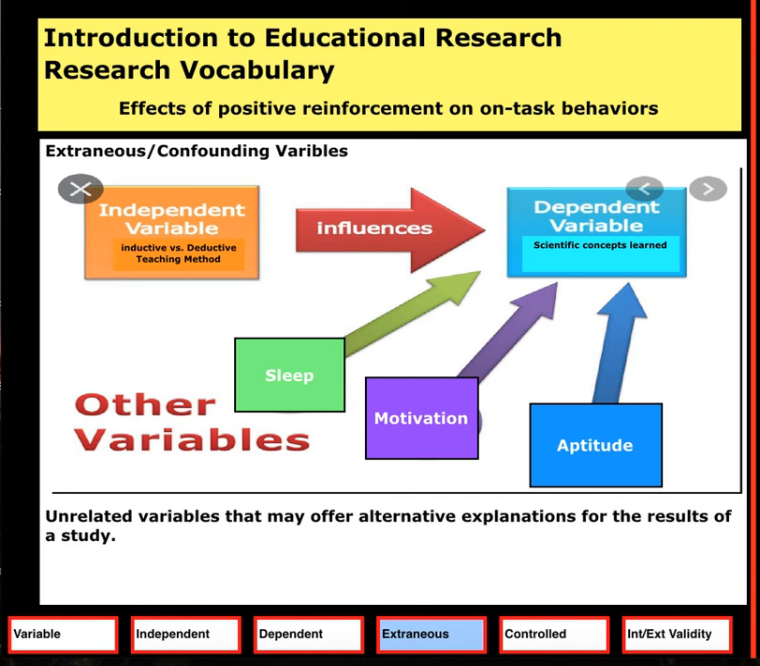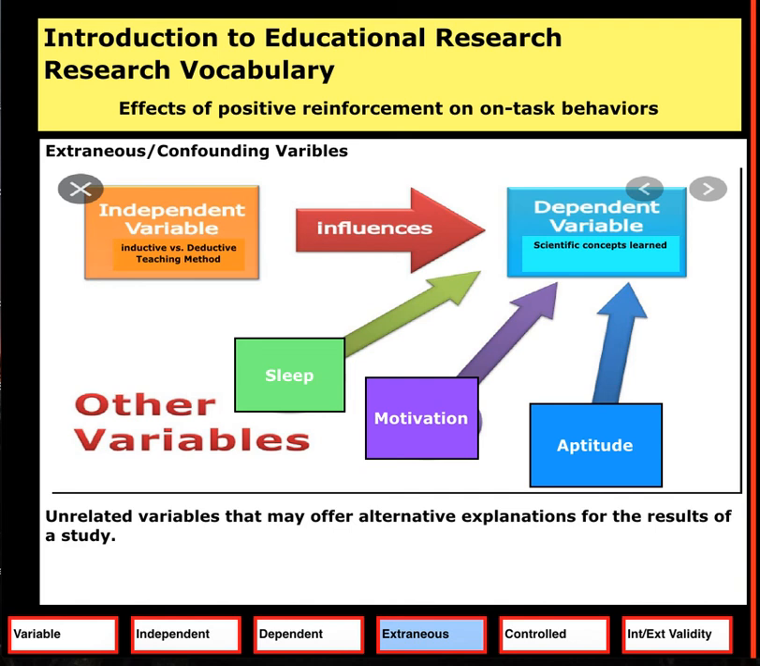Well, take a look at your screen. We have an independent variable. We have a treatment. And it is the type of method that the students are being taught, either inductive or deductive teaching method. And that's in the orange box. That's the independent variable, the treatment.